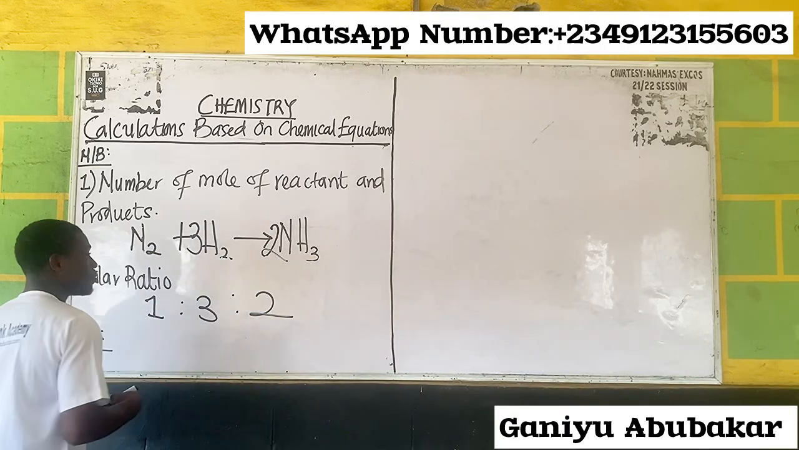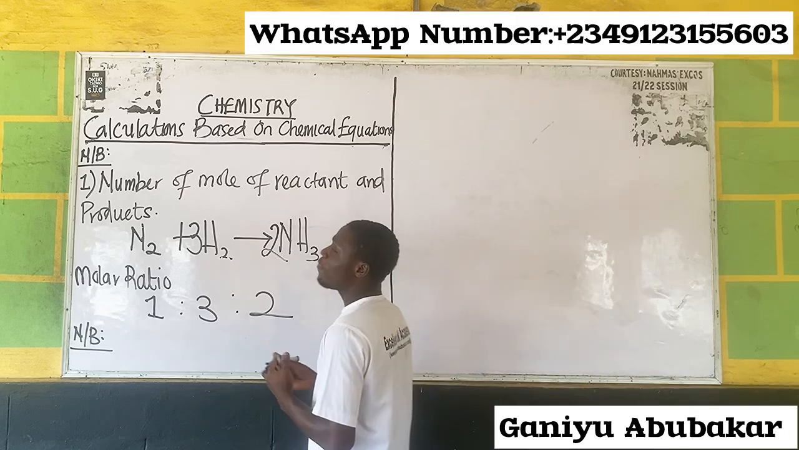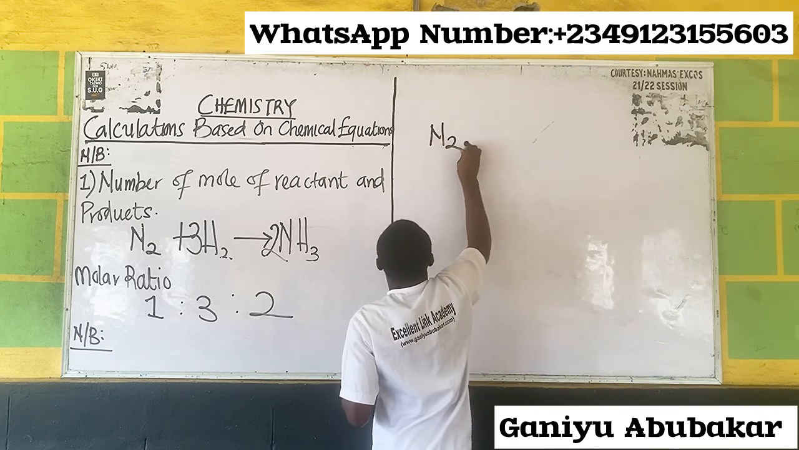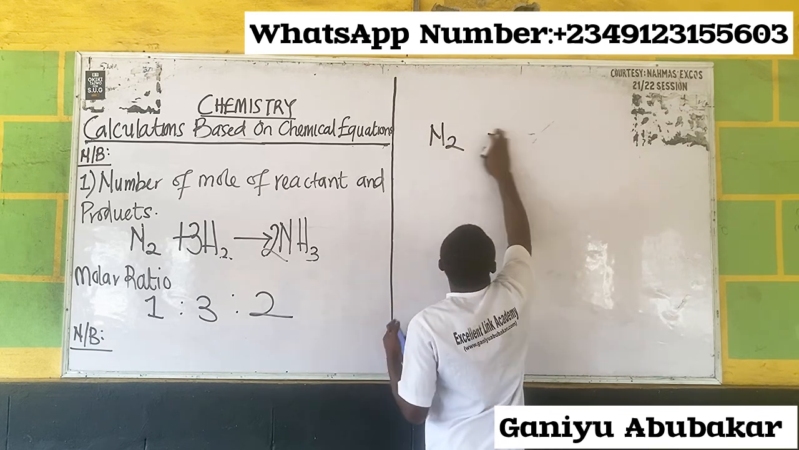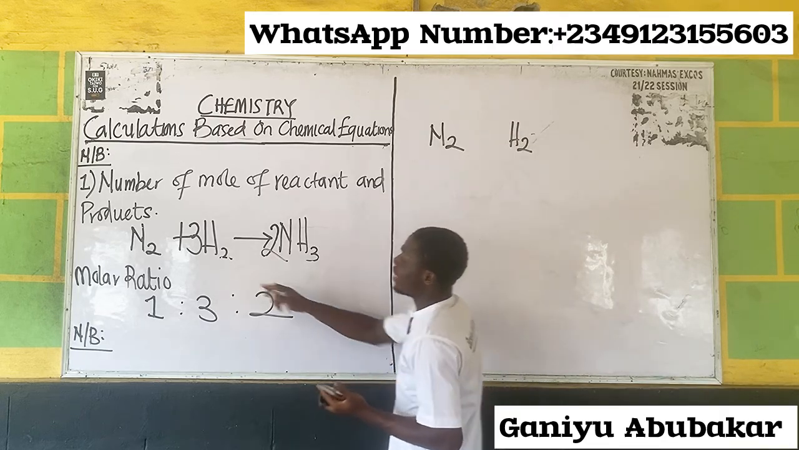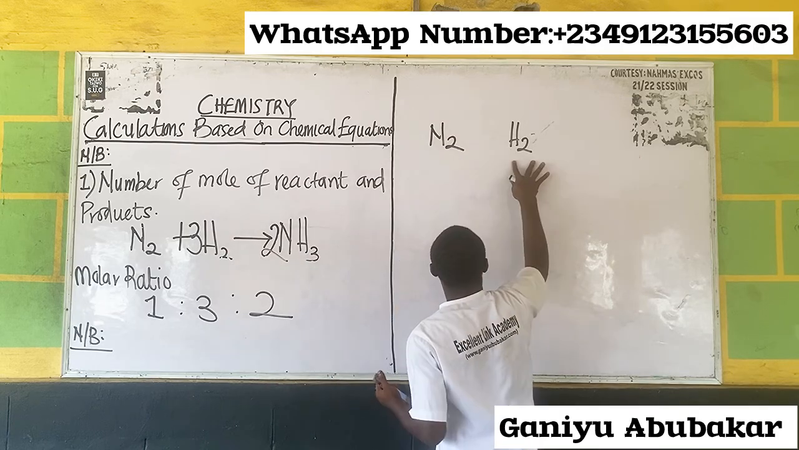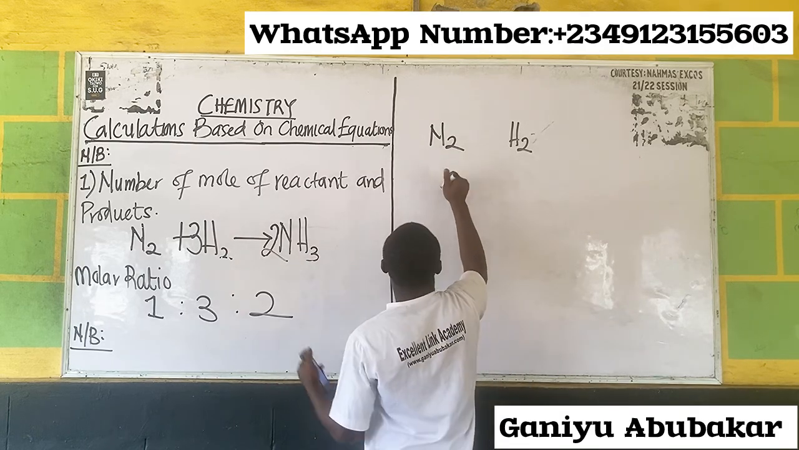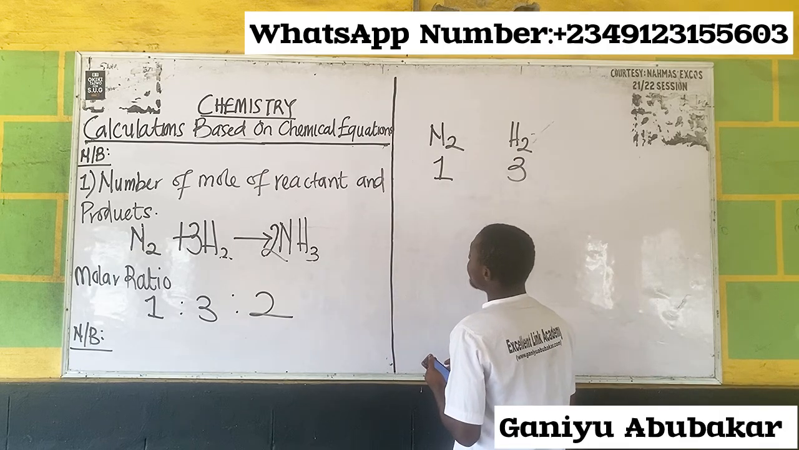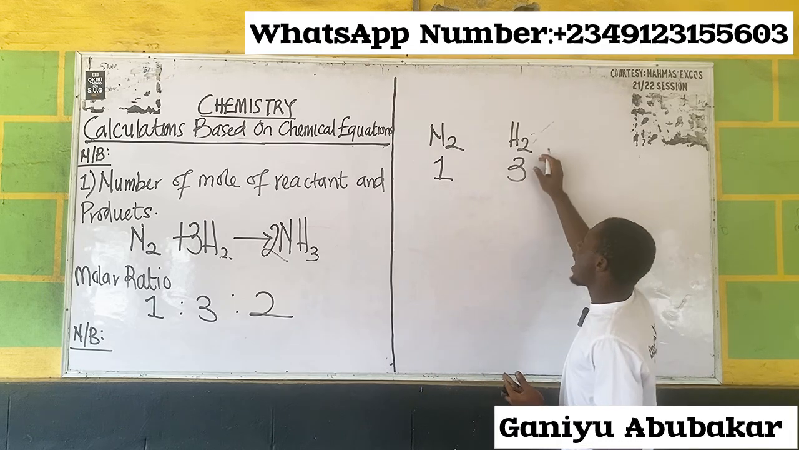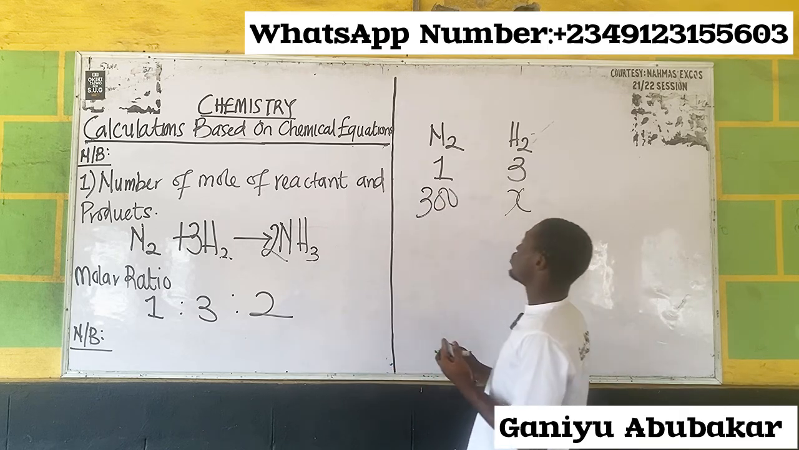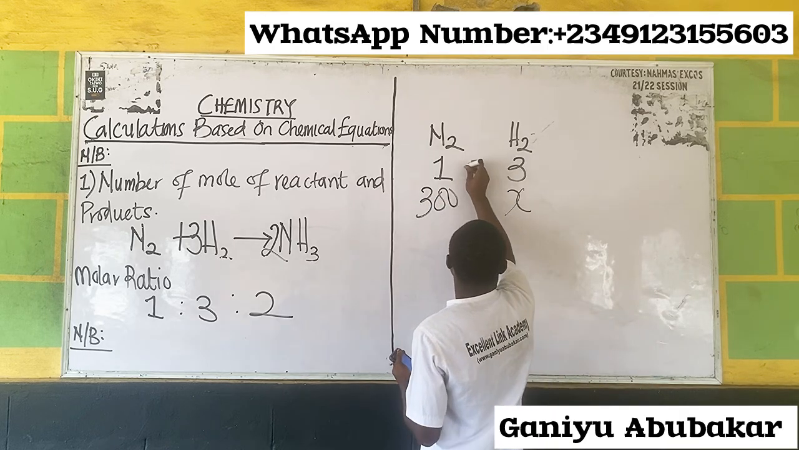So hence, I'll be having this. Look up, please. Our focus was on two things: N2 and H2. Please observe, I didn't write 3 here. This was balanced. It was N2, H2. For N2, 1 mole is required to react with 3 moles of hydrogen. Now we said the number of moles of hydrogen should be X, that will react with 300 moles of nitrogen. All right. So this one here gives you this.